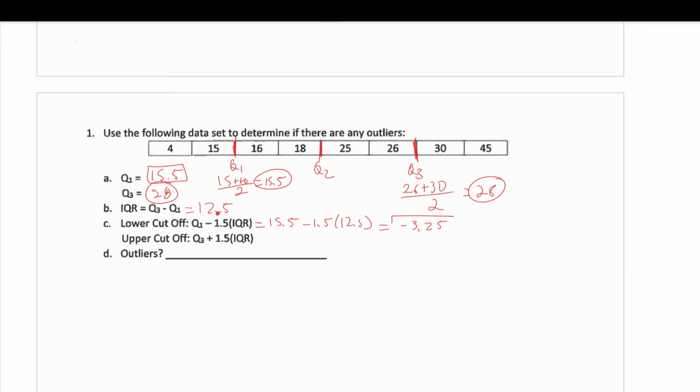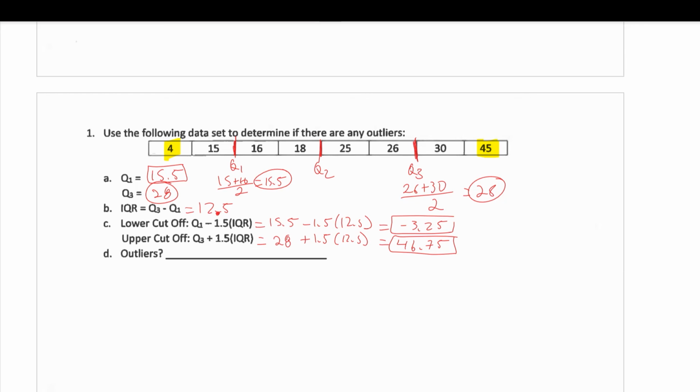It doesn't look like we're going to have any outliers to the left, right? Because our smallest value is 4 and the largest is 45. What about on the upper side? Well, our third quartile was that 28. In this case, we're going to add on 1.5 times the interquartile range, which is 12.5. And if you do that math, we get something like 46.75.